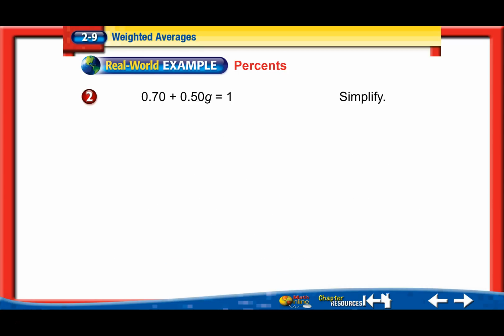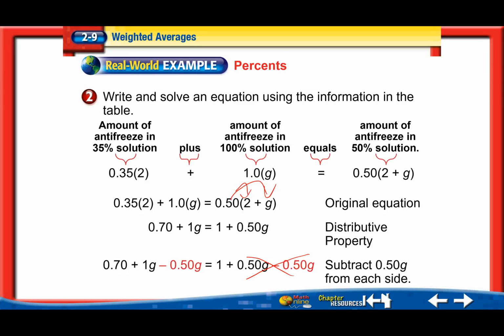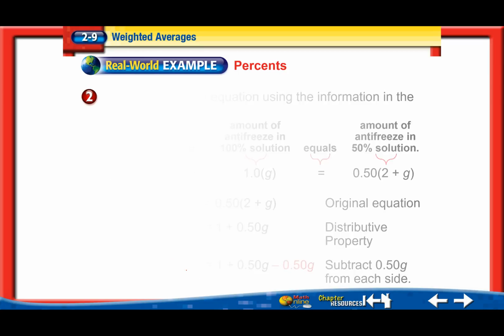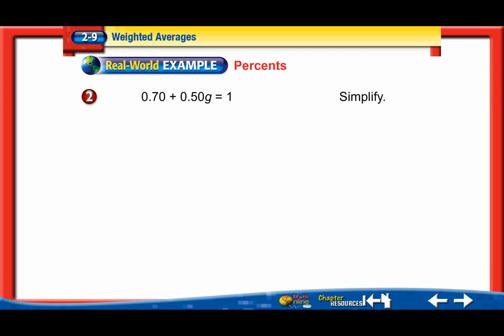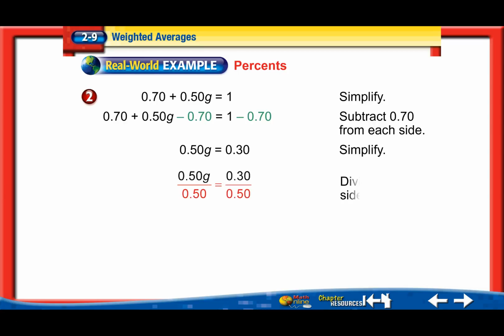That's going to turn into 0.7 plus 0.5G, because remember, 1 minus 0.5 equals 0.5. From there, we're going to subtract 0.7 from both sides. And then we're going to divide by 0.50, which will turn this into 0.60, which makes sense, because when you divide by 1/2, you technically multiply. So that's how that goes out.